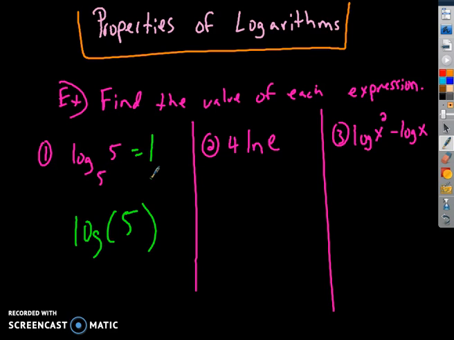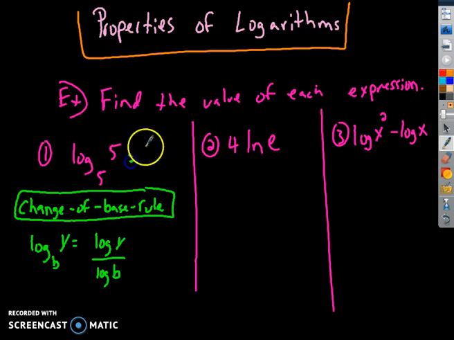Anyway, since I'm talking about it, I may as well tell you this rule. The reason why this is equal to 1 is because of the change of base rule, which is the last property of logs. Basically, if I gave you log base b of y, and again this base is something other than 10 or e, I can rewrite this as log of y divided by log of b. So it's log y divided by log b.